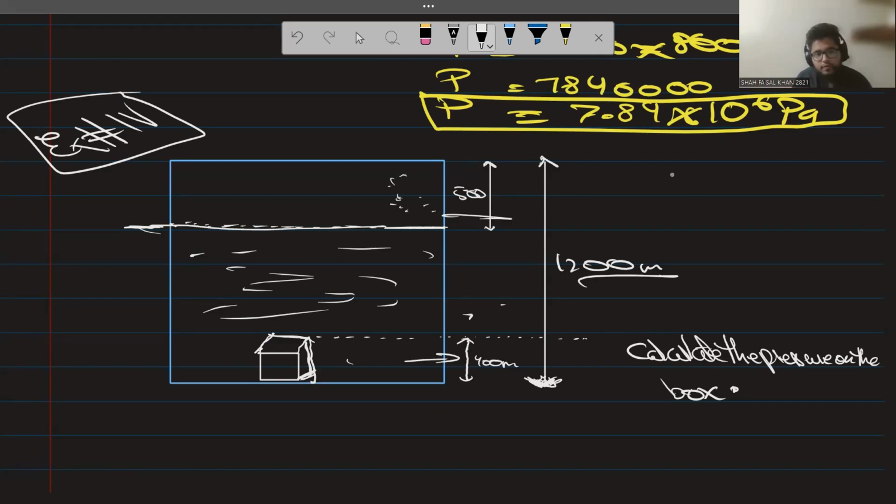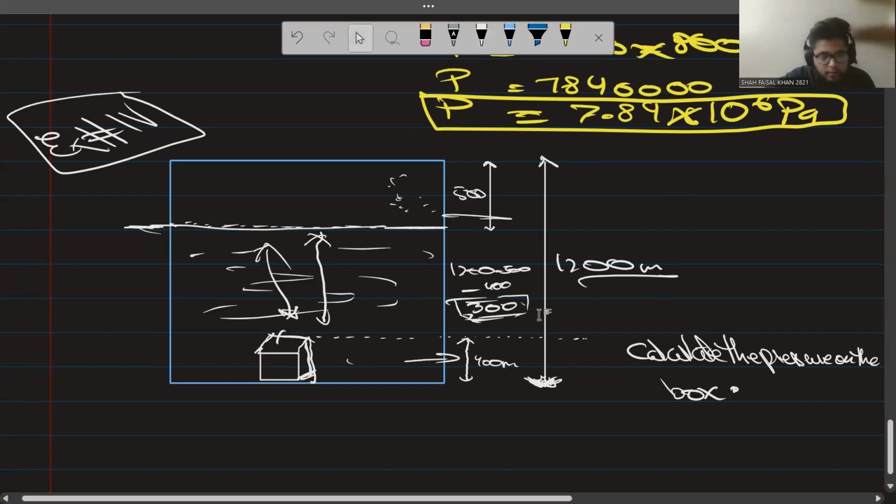In this we have to calculate the pressure. For it we have to calculate this height. So this height will be 1200 minus 500 minus 400, and that will be 300, right? So you have to calculate how much pressure this 300 depth exerts on this box.